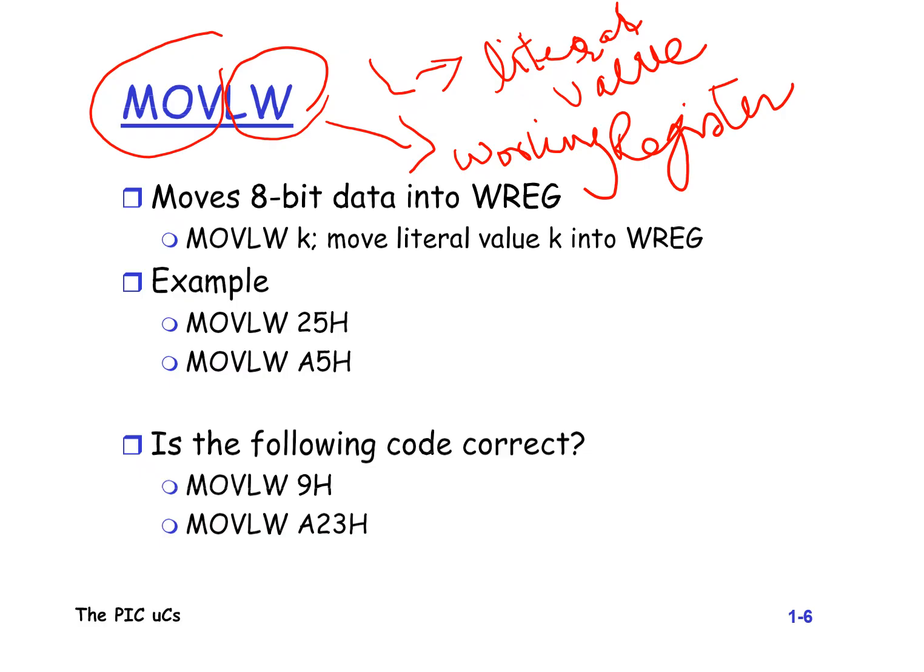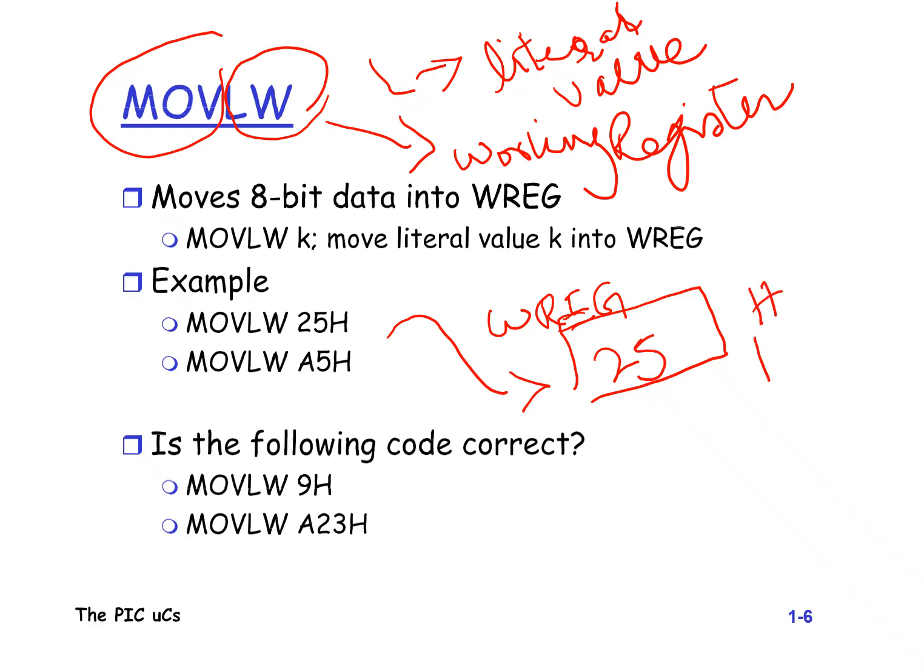The width of this working register is 8 bits, as we discussed earlier. So this move command can move a total of 8 bits at any given time. Let's see a few examples. In the first example, we are going to move the value 25H into the working register. Let's say this is the state of the working register before the execution of this command. Once this instruction gets executed, the literal value 25 will be moved to the working register, and here H represents hexadecimal format.